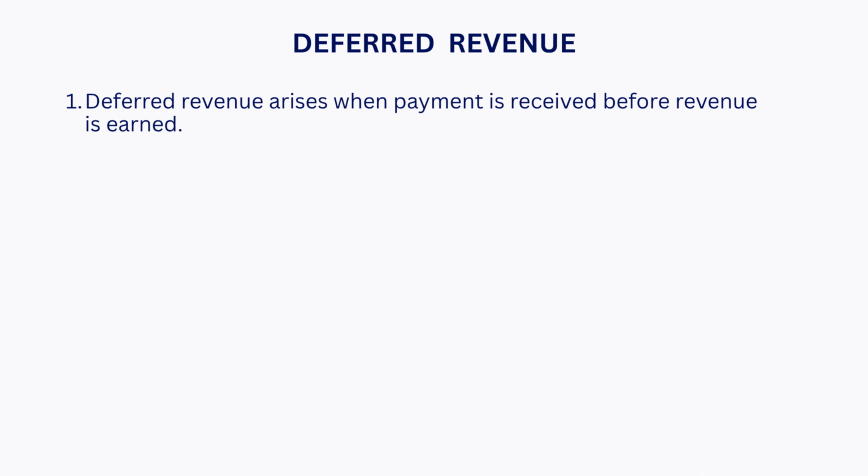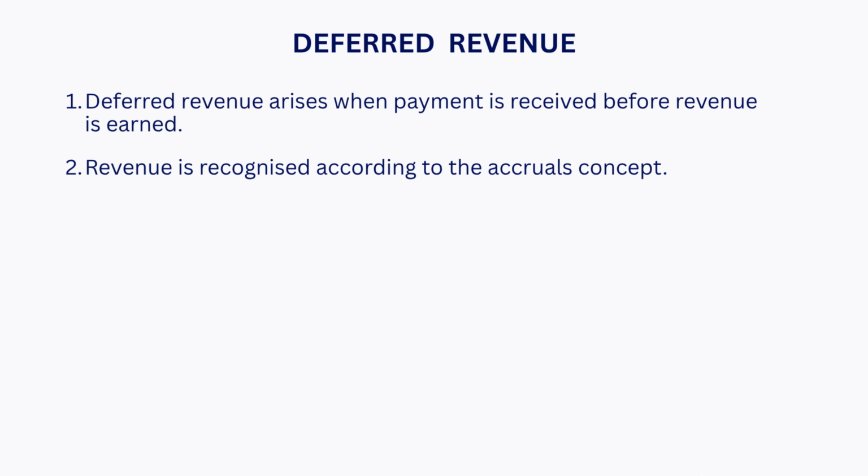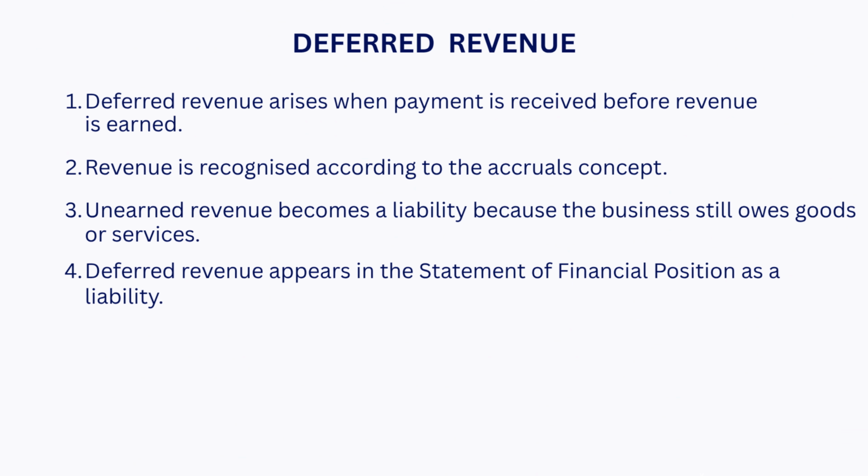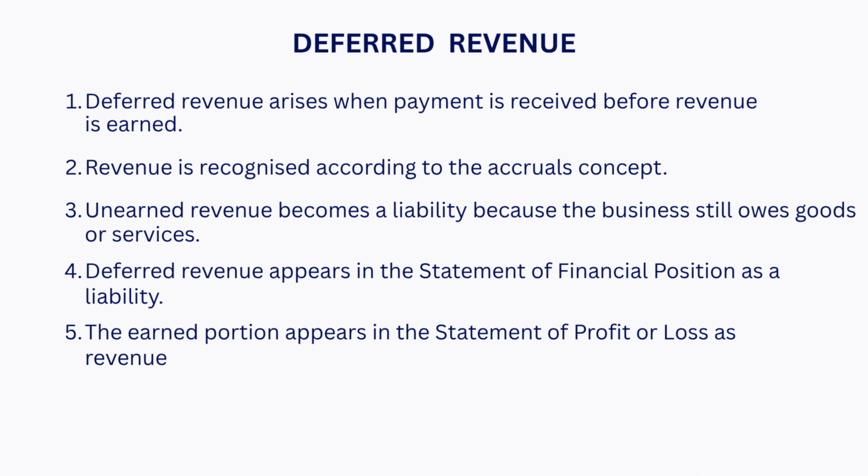Let's recap. Deferred revenue arises when payment is received before revenue is earned. Revenue is recognised according to the accruals concept. Unearned revenue becomes a liability because the business still owes goods or services. Deferred revenue appears in the statement of financial position as a liability. The earned portion appears in the statement of profit or loss as revenue. As services are delivered, deferred revenue decreases and revenue increases. Always remember, revenue is recognised when earned, not when cash is received. And that's the fundamental principle behind deferred revenue.